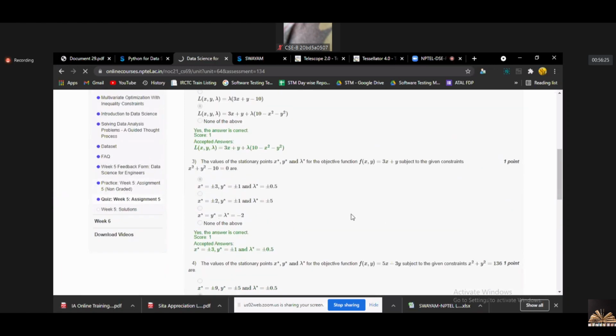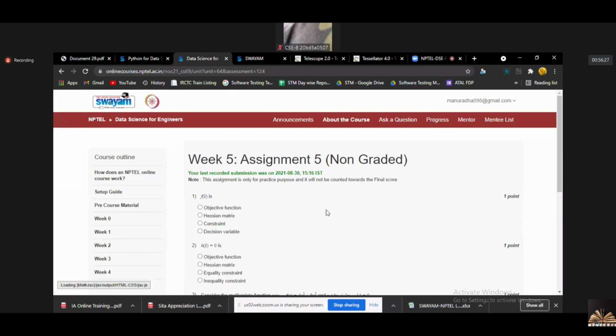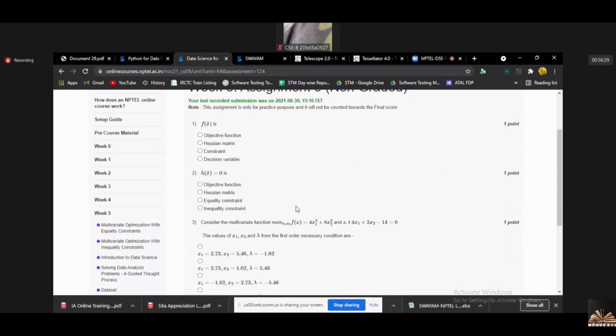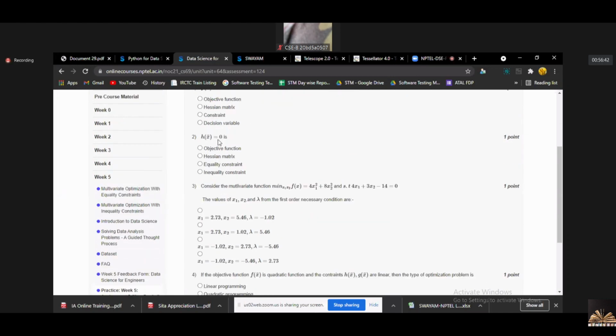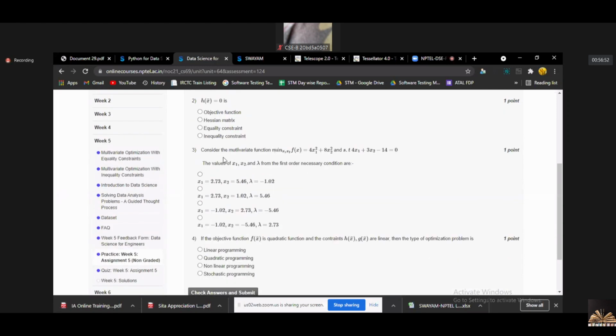Right? And now the week 5 practice assignment is given. Now this is simple: f of x bar is nothing but the objective function, and h of x bar equal to 0 is nothing but the equality constraint. And this one is the same.